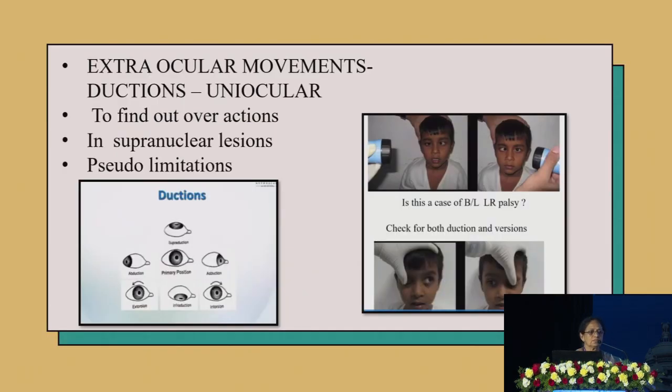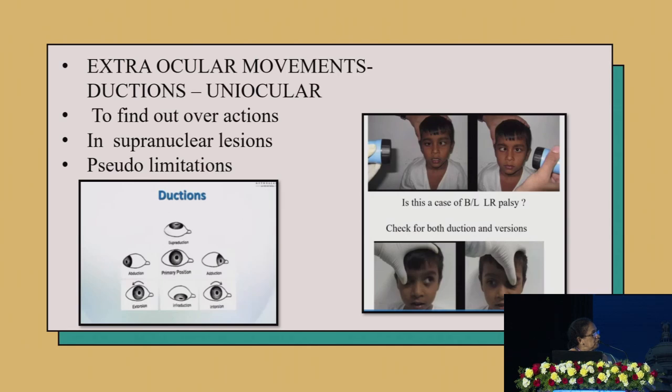Now the next comes the extraocular movements. We have to do the uniocular movements and binocular movements. Uniocular movements are otherwise called ductions. These are abduction, adduction, extorsion, intorsion, supraduction and infraduction. Those are the uniocular movements.